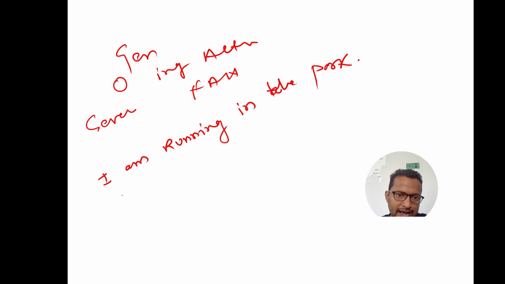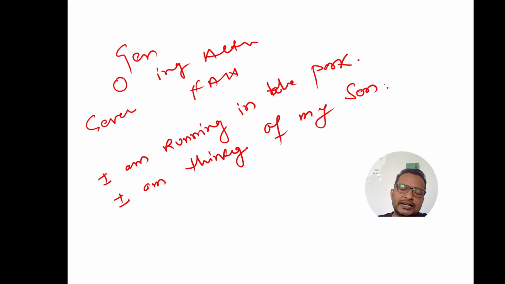Now another, I am thinking of my son. Okay, so now these are two sentences. Now you want to connect the sentences. If you want to connect the sentences, you use fanboys, right? Fanboys. So how do you connect? I am running in the park and I am thinking of my son.